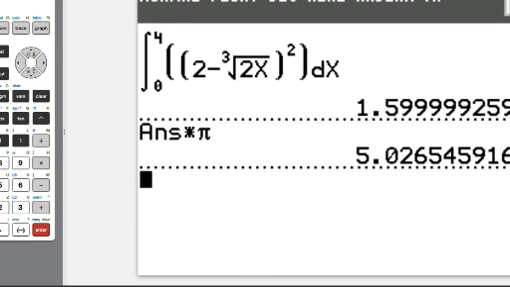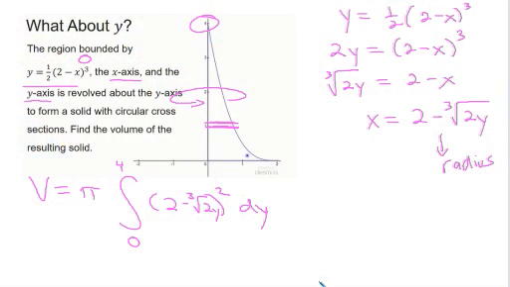How should we write that? That's good review for us. Rounded or truncated to 3 decimal places, 5.026, or I could say 5.027. Rounded or truncated to 3 decimal places.